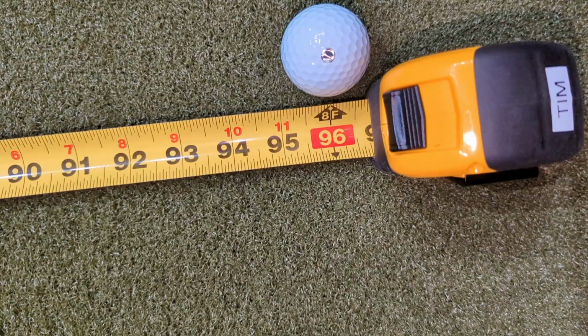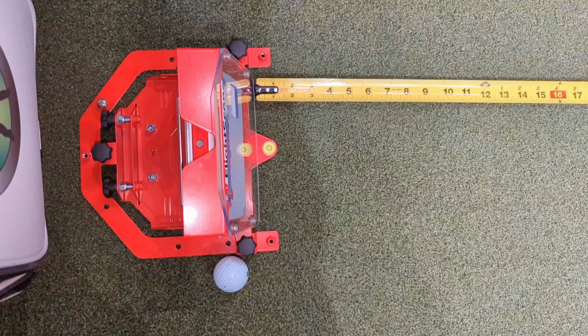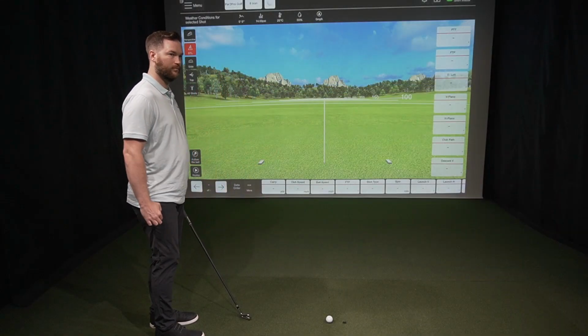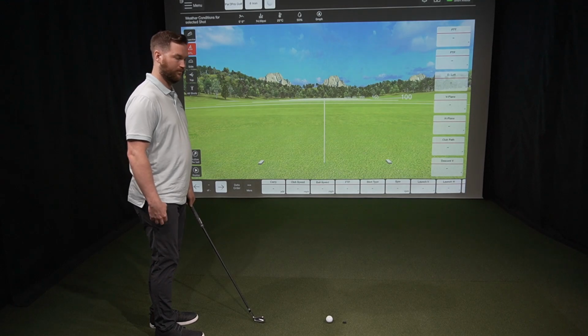We've got the Mevo Plus 8 feet behind the ball. Ball to screen is 10 feet. We've got the metallic dot on the front of the golf ball. We're using a Titleist Pro V1 as our ball of choice today. And I think that's about it for setup. Yeah, go ahead, Ryan. Thank you.